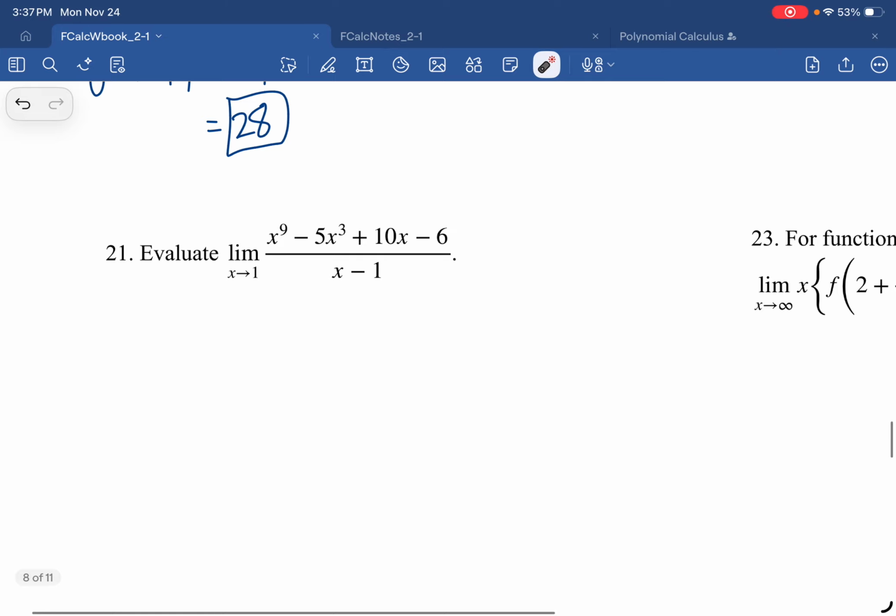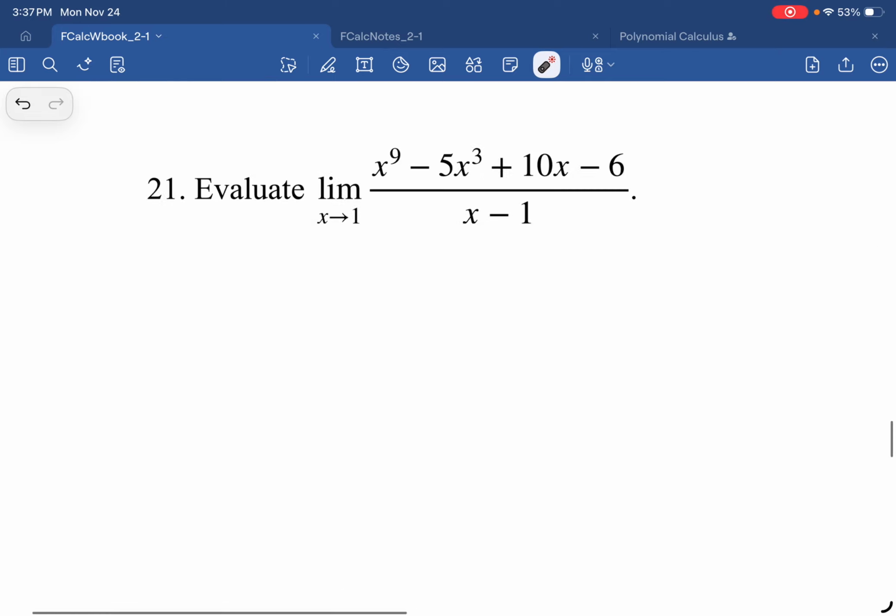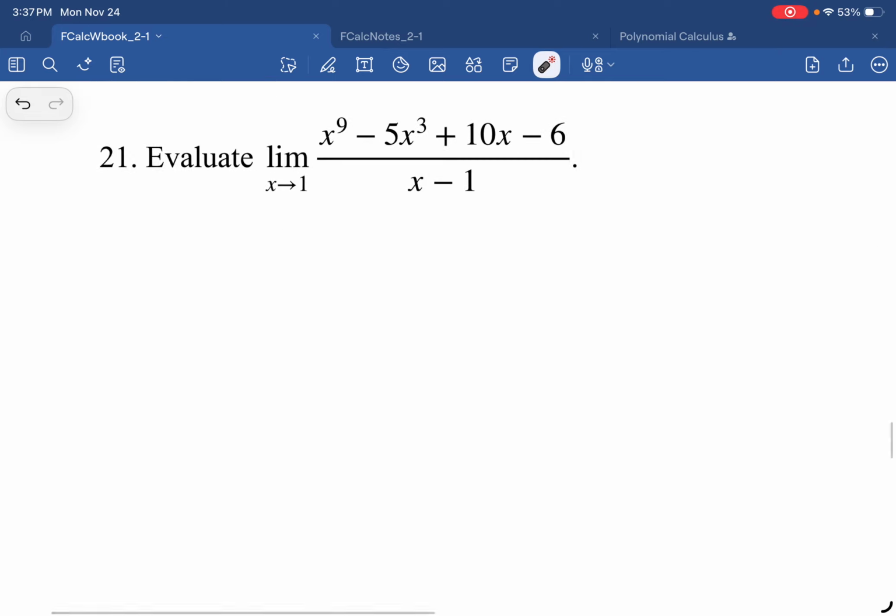Right, number 21. We're going to solve this together, but I encourage you to pause for a while and try to get a solution here. So, okay, I'm assuming that you thought about this for a while.